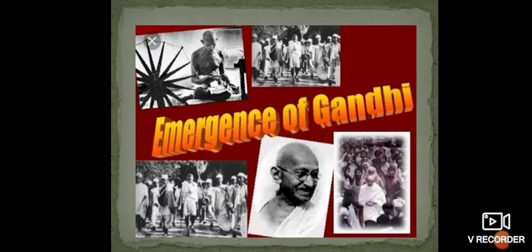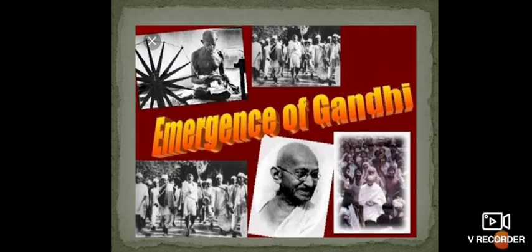You'll find this on page number 65. We call him Mahatma Gandhi. His full name is Mohandas Karamchand Gandhi, and he was born, I repeat, on 2nd October 1869 at Porbandar in Kathiawar in Gujarat. That is the birthplace of Mahatma Gandhi, and the year he was born, 1869. So that is all about Mahatma Gandhi.